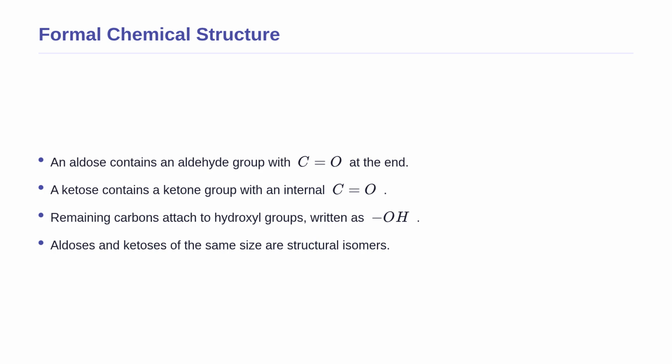Because they share the exact same building blocks but arrange them differently, aldoses and ketoses of the same size are known as structural isomers. They have the same chemical formula, but vastly different chemical behaviors.